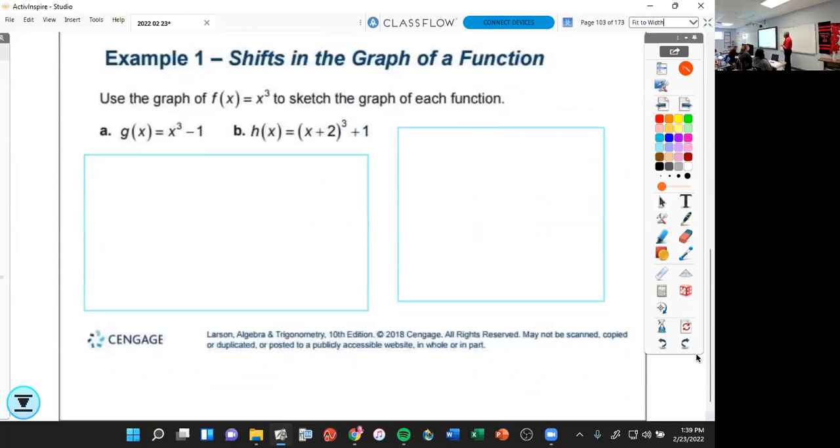We're going to graph a couple. We're going to sketch these. This is going to be rough sketches here. I want to sketch g of x, which is x cubed plus 1, minus 1. What does that look like?